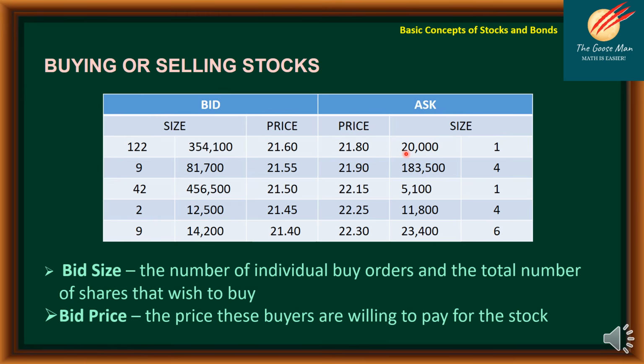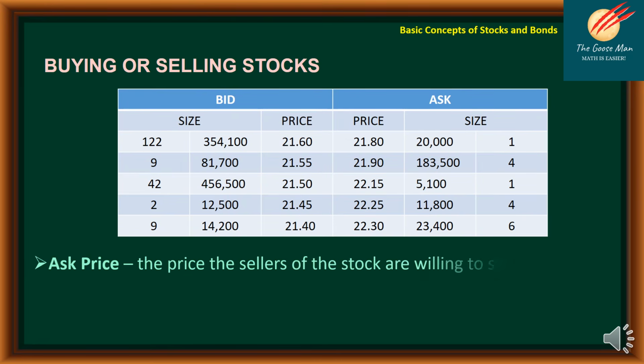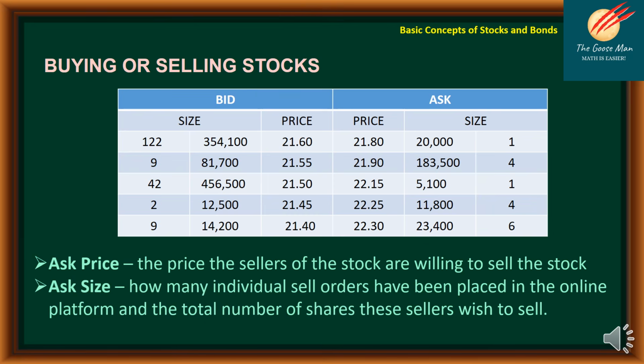of 20,000 shares. The next one is what we call the ask price, the price the sellers of the stocks are willing to sell the stocks at. And we also have the ask size. This is how many individual sell orders have been placed on the online platform and the total number of shares these sellers wish to sell.